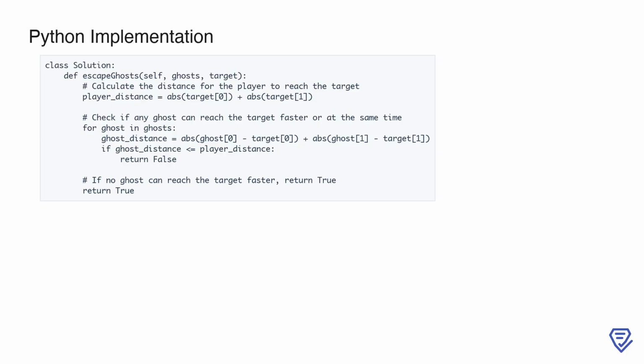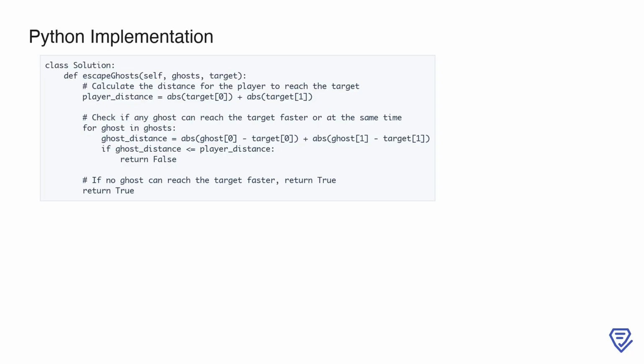This gives the shortest time the ghost would need to reach the target. If any ghost's distance to the target is less than or equal to the player's distance, it means the ghost can intercept or block the player, and the function immediately returns false. If no ghost can reach the target faster or at the same time as the player, the function concludes that the player can safely escape and returns true. This approach is efficient because it computes the distances in O(n) time, where n is the number of ghosts. It leverages the Manhattan distance formula, which is computationally simple, and avoids unnecessary calculations or complexities, ensuring optimal performance for this problem.